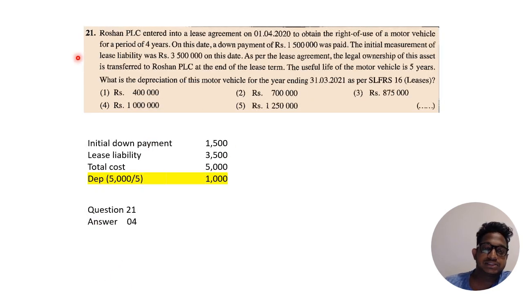21, Roshan PLC entered into a lease, and they are asking the depreciation of this motor vehicle for the year ending 31st March 2021. They entered into the lease agreement on 1st of April, and the initial payment they paid was 1,500 as down payment. And the initial lease liability is 3,500. So altogether, the total cost of this motor vehicle is 5 million. So it's simple. It's given the useful life is 5 years. So divided by 5 years, your depreciation is 1,000. So the correct answer for question number 21 is number 4.